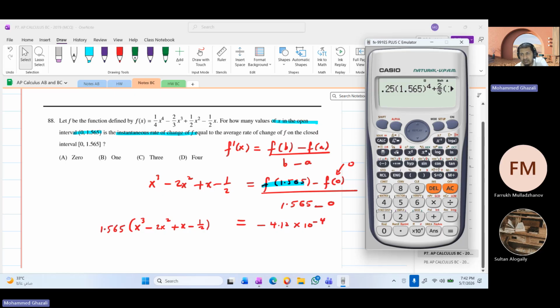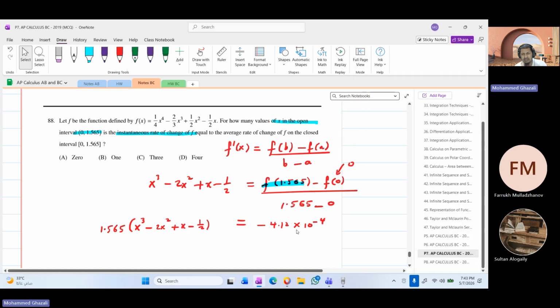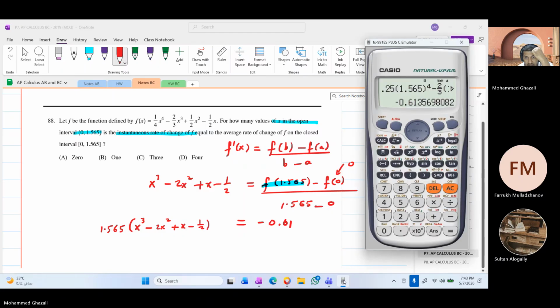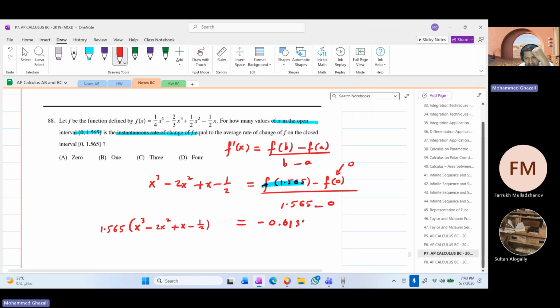Oh, maybe I made a mistake. That's a negative there. 1.565 to the power 4 minus 2/3 x to the power 3 plus 0.5 x squared minus 0.5. Be careful what you're typing here. So I'm getting negative 0.613. No, it's fine, make mistakes. Right, so what we have is negative 0.613569. I need to bring that over and add it up.